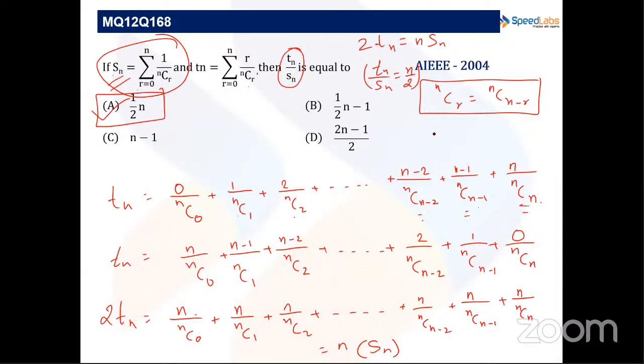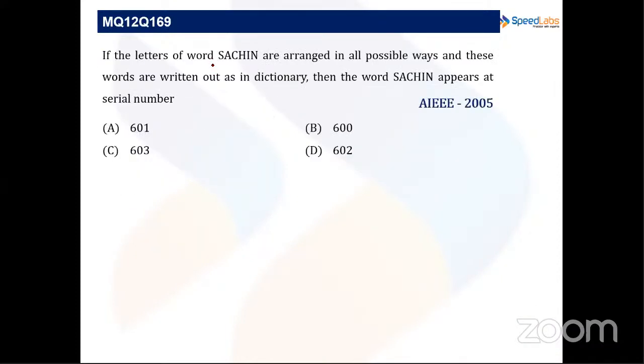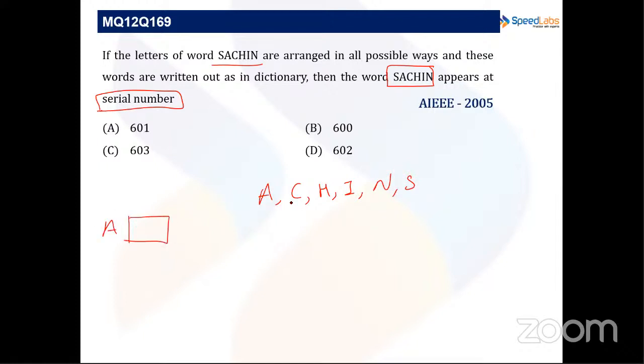Moving to the next question. If the letters of the word Sachin are arranged in all possible ways and these words are written out in dictionary order, then the word Sachin appears at which serial number? So if we write it alphabetically, then A will come first, then C, then H, then I, then N, and then S. First of all, if we have A at the first place, the remaining 5 can be arranged in 5 factorial ways. If we have C here, then again 5 factorial, H 5 factorial, I 5 factorial, and N 5 factorial.